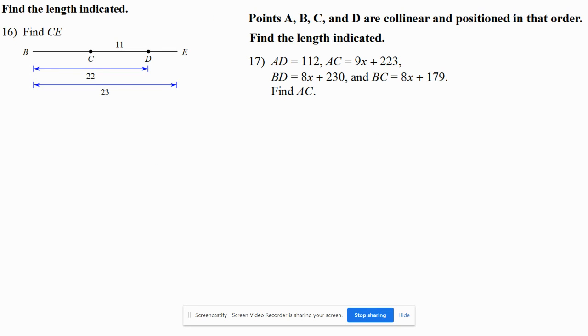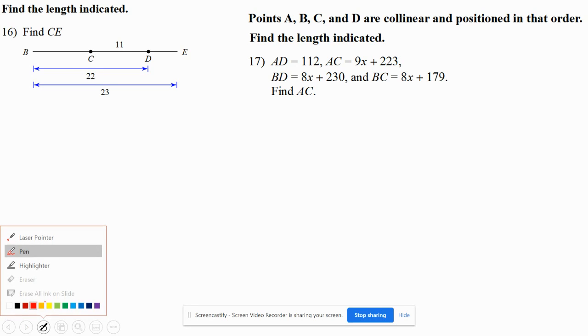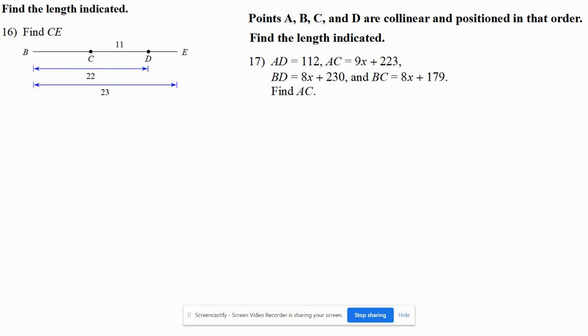Now, question number 16. I'm asking here to solve for CE. I want to know the distance between C and E. I don't know how big DE is, so let me try to figure that out. I look at the information. From B to D is 22. From B to E is 23. The difference in numbers is 1, right? Between 23 and 22, the difference is 1. When it comes to the measurement, the difference is the segment DE. So I know DE.